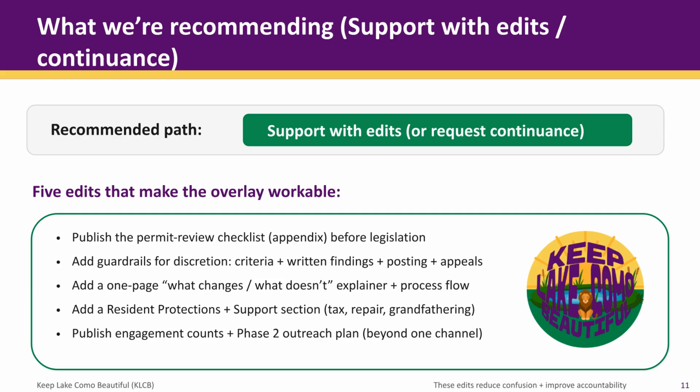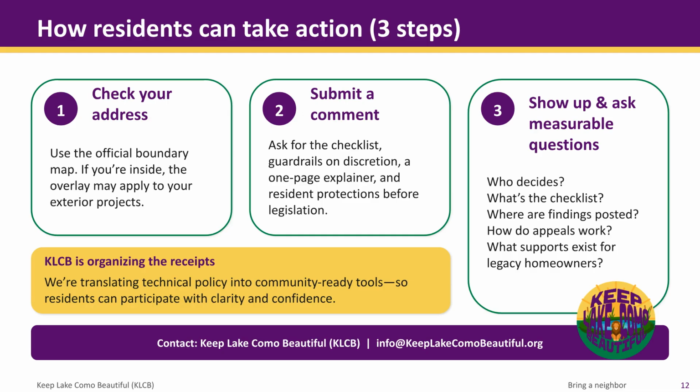The 5 necessary edits include publishing the review checklist, adding guardrails for discretion, creating a one-page explainer, adding resident protections, and publishing engagement counts and future outreach plans. Residents can take action by checking their address, submitting a comment asking for the necessary documents and protections, and showing up to ask measurable questions about the process, decision makers, and resident support.